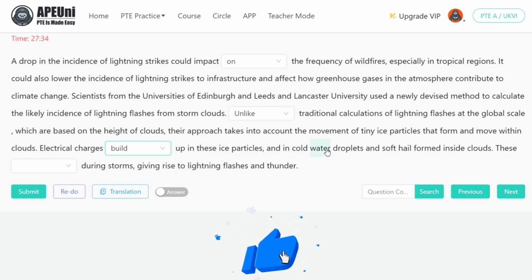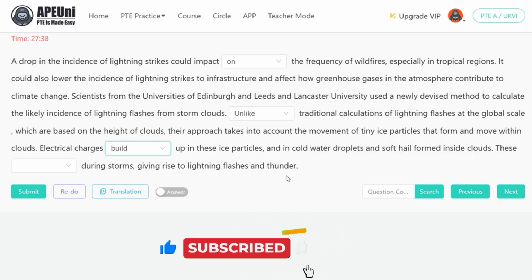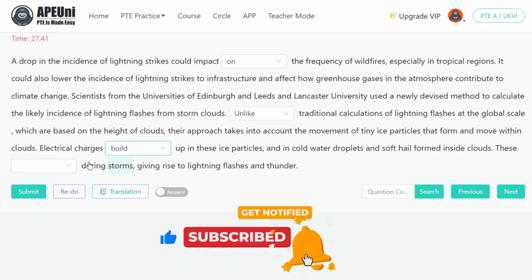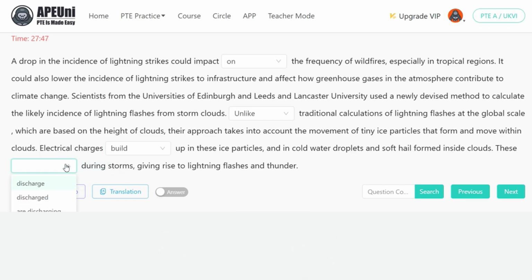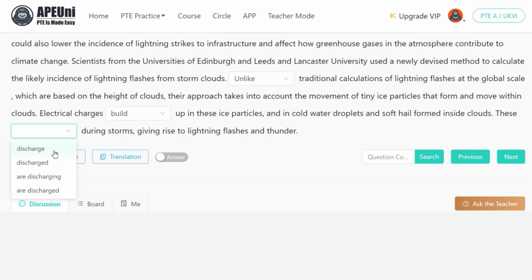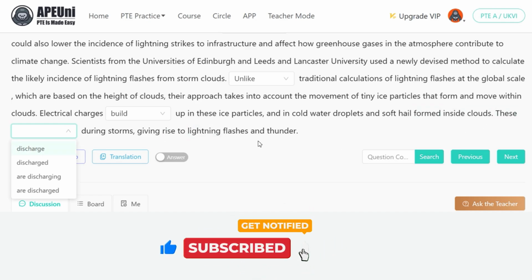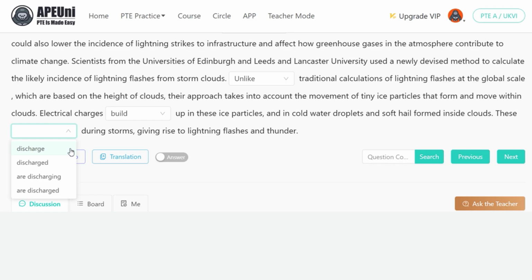Next one is, and in cold water droplets and soft hail formed inside clouds, these dash during storms. What? Let's try to understand what the options are here. So our options are discharge, discharged, are discharging, are discharged. Discharge is an active voice. We often use discharge in active voice, mismatched with passive structure. So here we are having a passive structure. The machine discharges water. The volcano discharges ash. So it's not a correct option here.